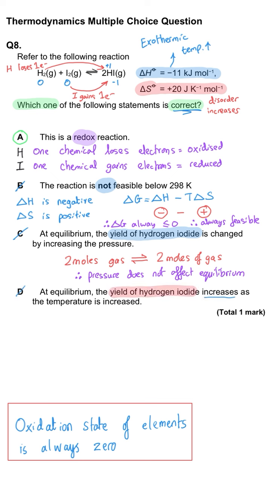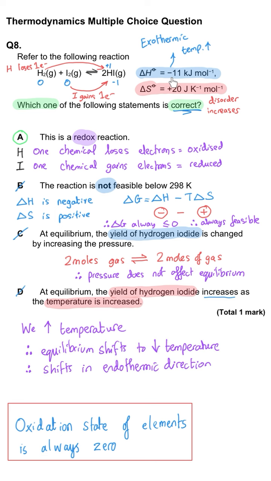And lastly, the question says that the yield of hydrogen iodide will increase if the temperature is increased. Well, since the forward reaction is exothermic, if you increase the temperature, the equilibrium shifts in the endothermic direction, which is left. So that means that the yield would in fact decrease. So this confirms that A is the correct answer.